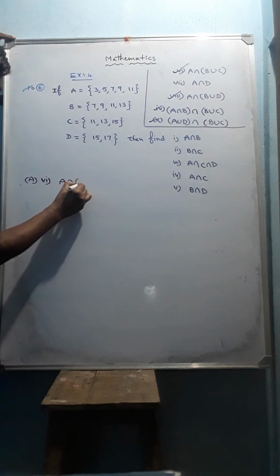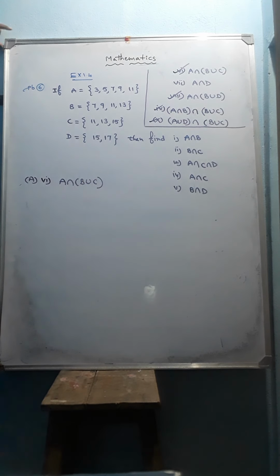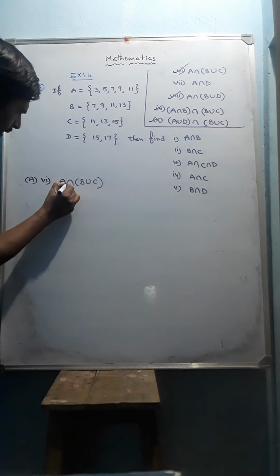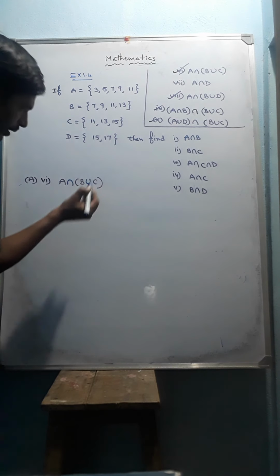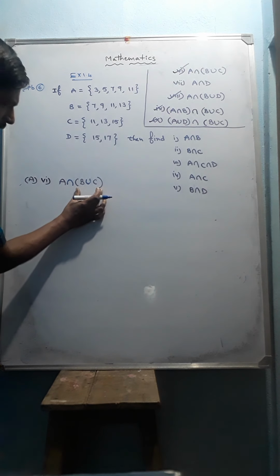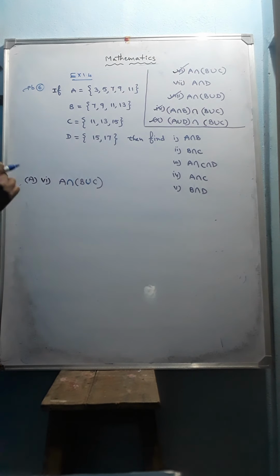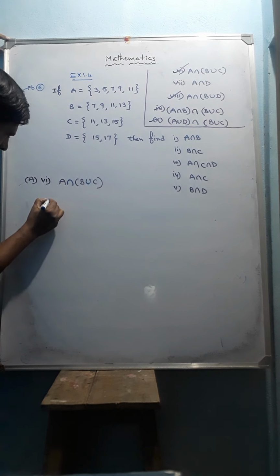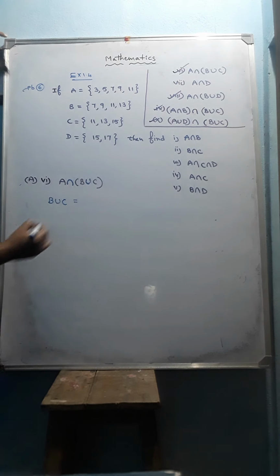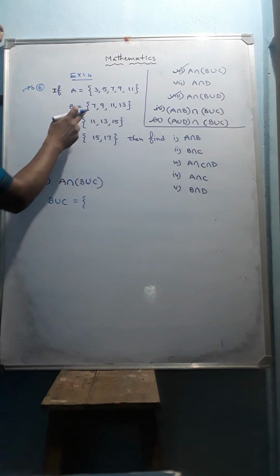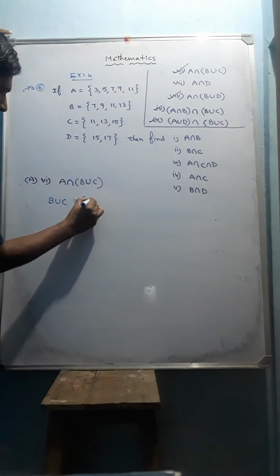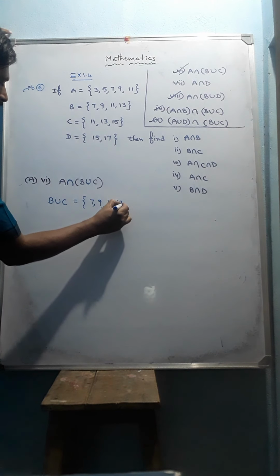A intersection (B union C). Here one is an intersection symbol and another is a union symbol. First, find out what is in the bracket: B union C. That means the combination of the B and C set elements. So the B, C set elements are 7, 9, 11, 13, 15.